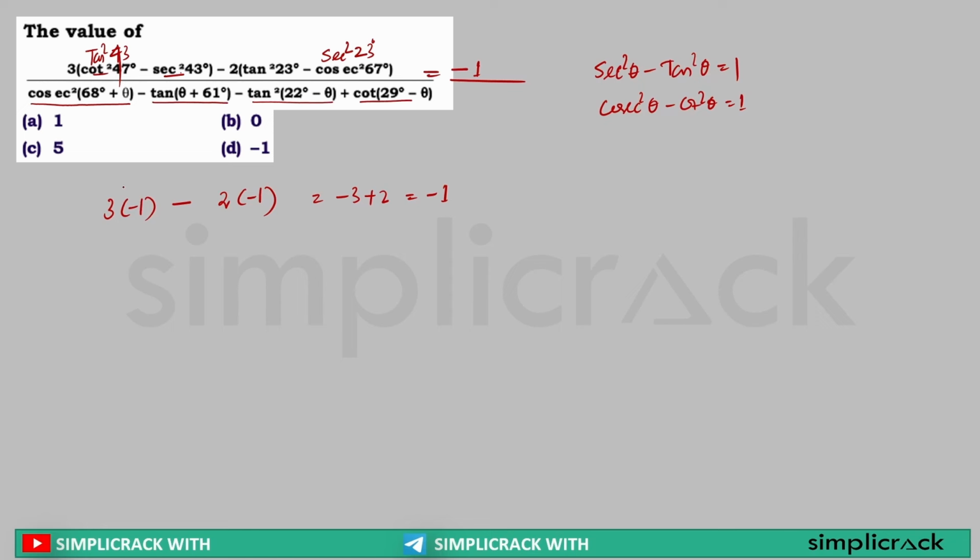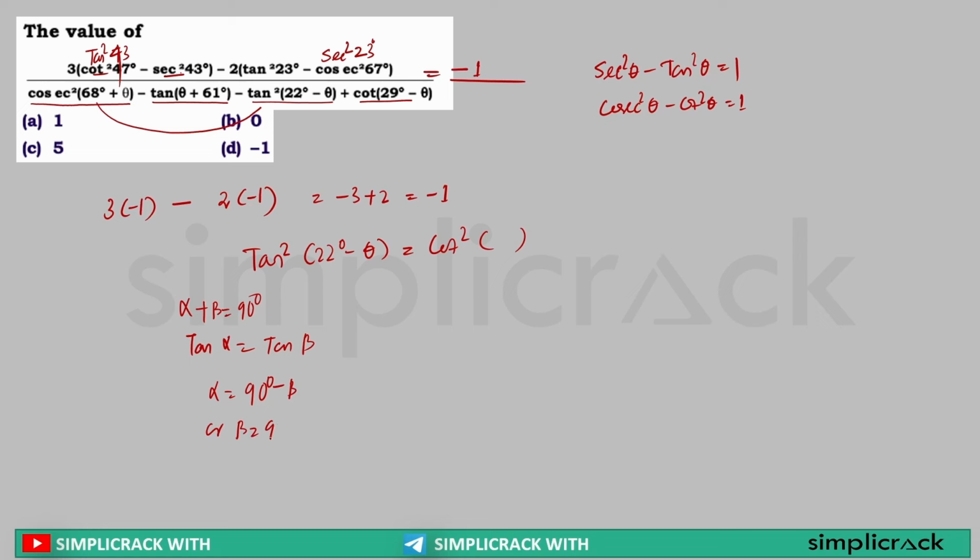Now in this denominator, sir, it is cosec square something, tan something, tan square something, cot something. Yes or no? Yes, sir. Sir, cosec square minus tan square theta we cannot do anything. But sir, we know cosec square minus cot square theta is 1. So if I change tan square 22 degree minus theta into cot square something, I will get my answer. Now alpha plus beta is equal to 90, then tan alpha is equal to cot beta. Yes or no? So alpha is equal to what? 90 degree minus beta, or beta is equal to what? 90 degree minus alpha.